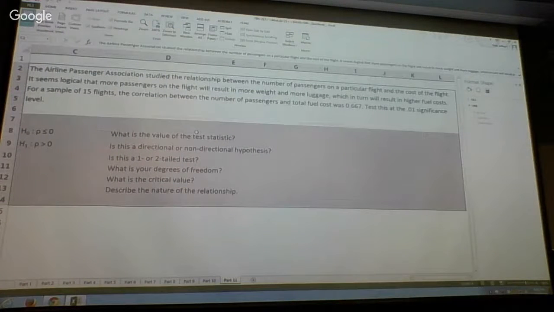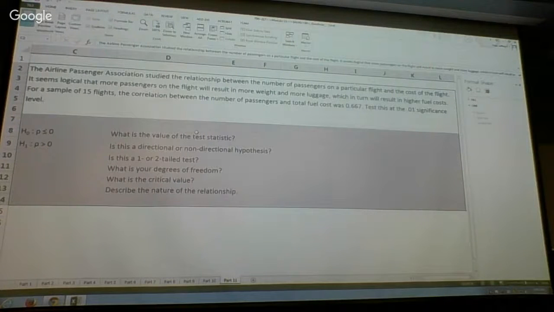The Airline Passenger Association studied the relationship between the number of passengers on a particular flight and the cost of the flight. It seems logical that more passengers on the flight result in more weight with more luggage, and will in turn result in higher fuel costs. For a sample of 15 flights, the correlation between the number of passengers and the total fuel cost was 0.667. Test this at the 0.01 significance level.